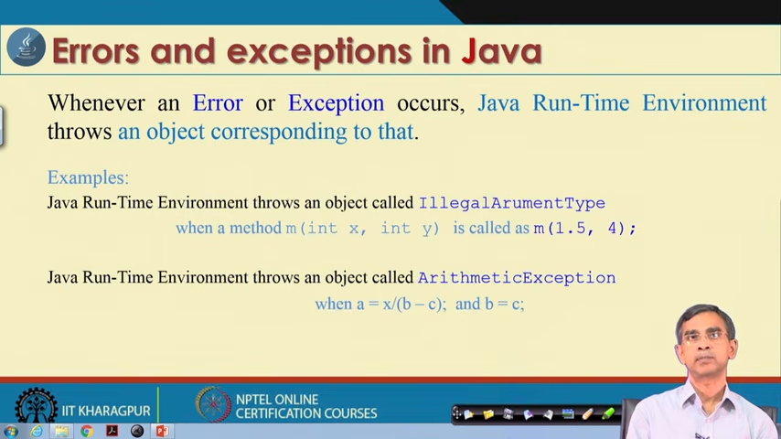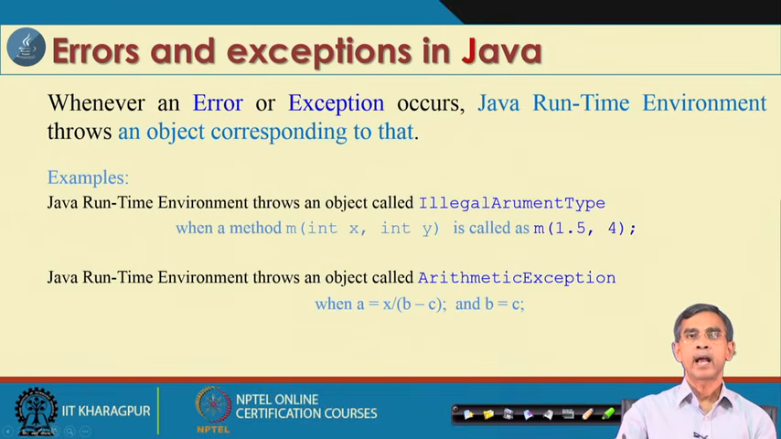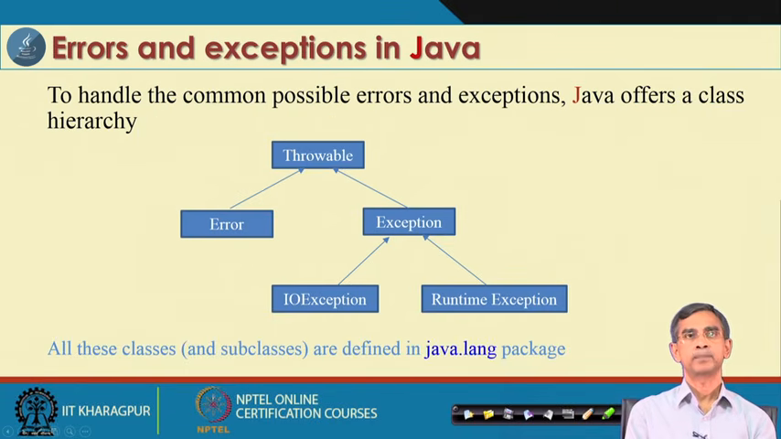So, this is the concept: errors and exceptions in Java can be handled during runtime, and then the errors can be avoided. Now, so far as errors and exceptions are concerned in a Java program, there is a package called java.lang, which defines many classes, and here is a class hierarchy.